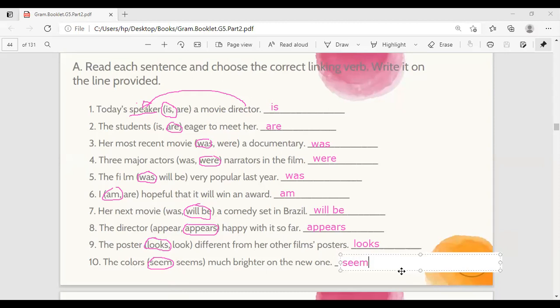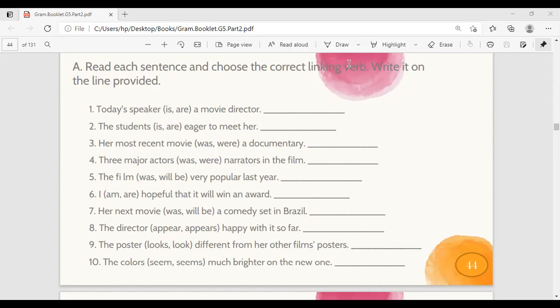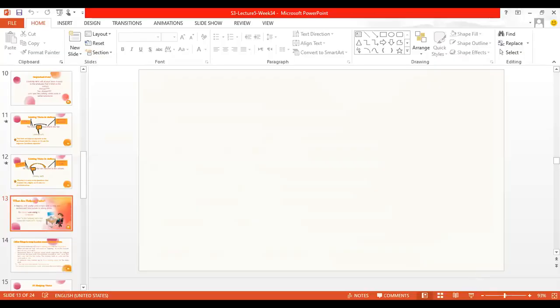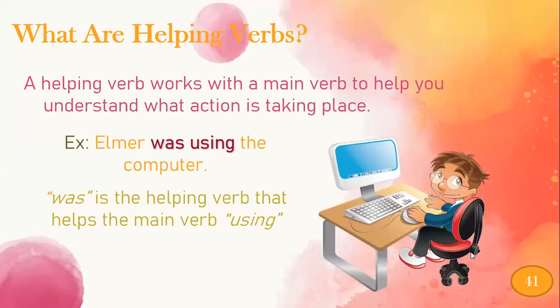Okay, good. So is everything clear about the linking verb and how it agrees with the subject and with the tenses? Good. So let's go back now to the last type of the verb. We still have something called helping and main verb. From their names, helping, please do not make noises. Let me explain everything for you.